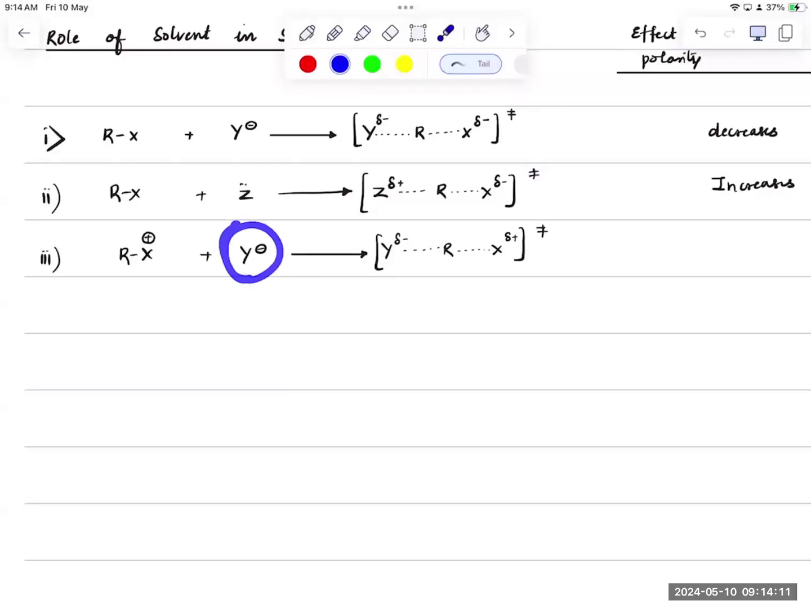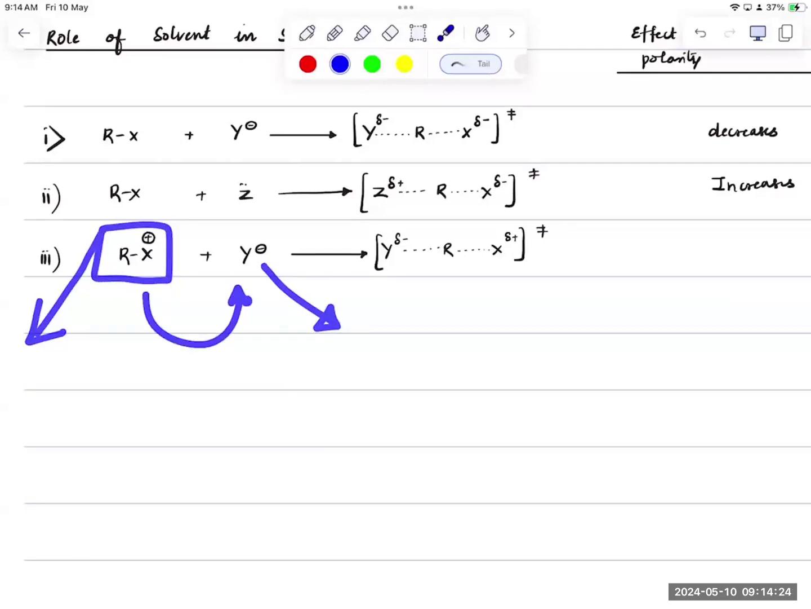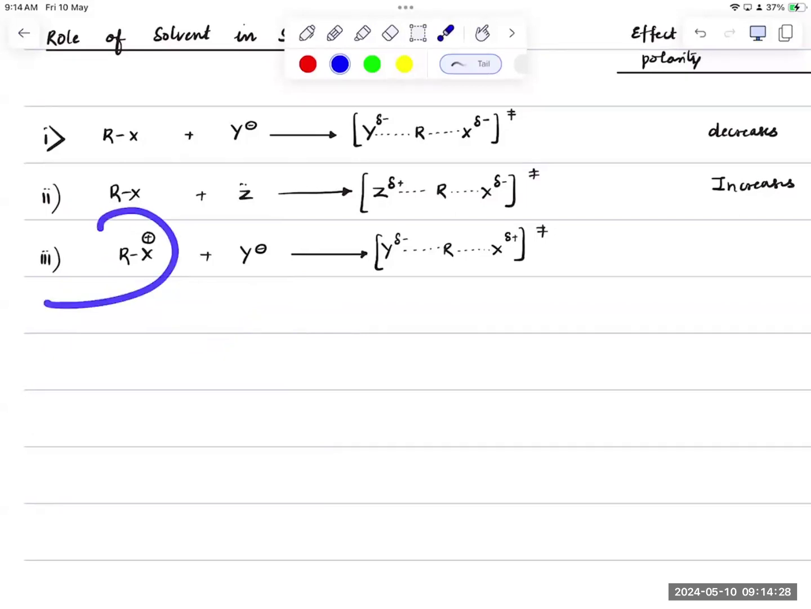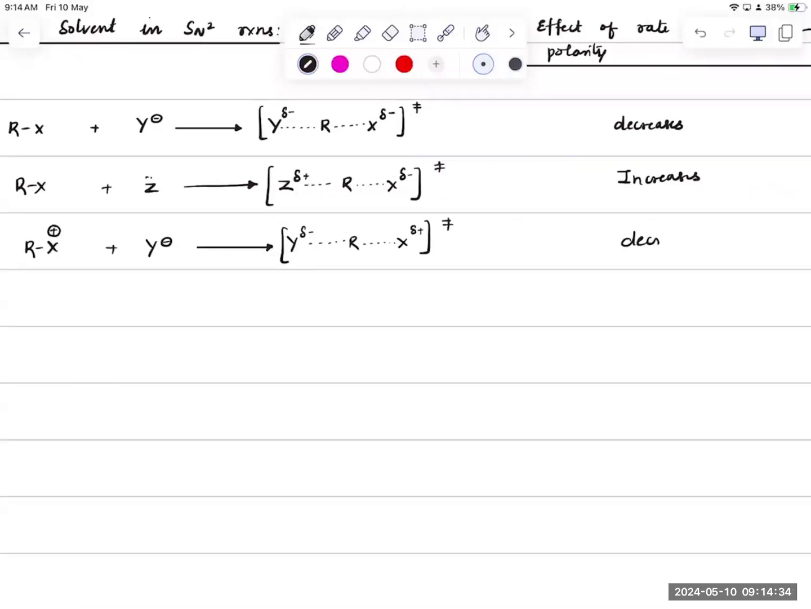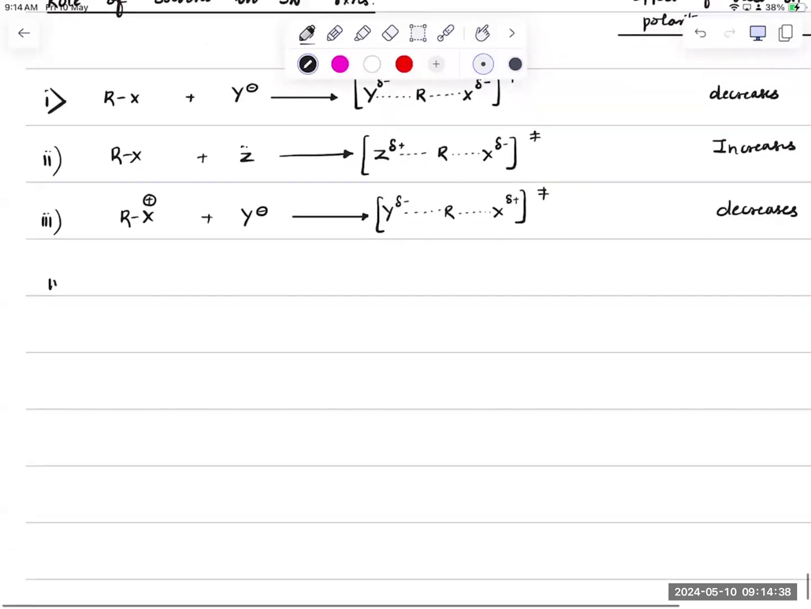Now the logic is the same. If water is taken as a reference, water will try to get across and surround this Y minus. So both interactions will be very weak. They will not be able to interact because water is separating this side and this side. So the reactivity would be less. So in this case, the rate will decrease.